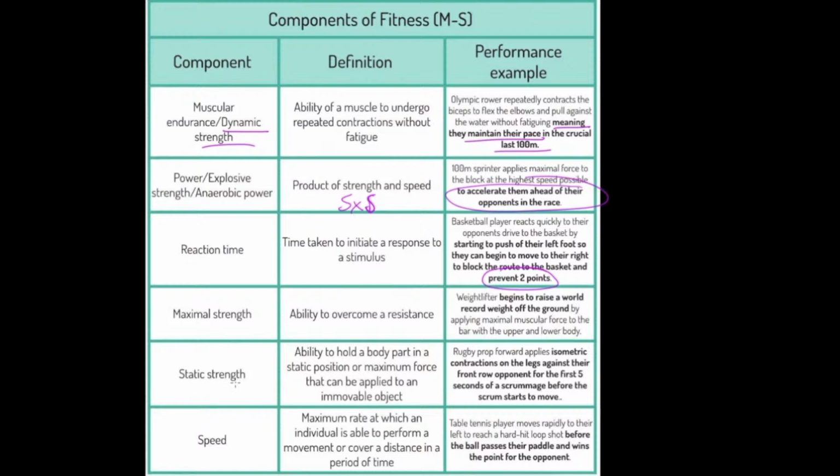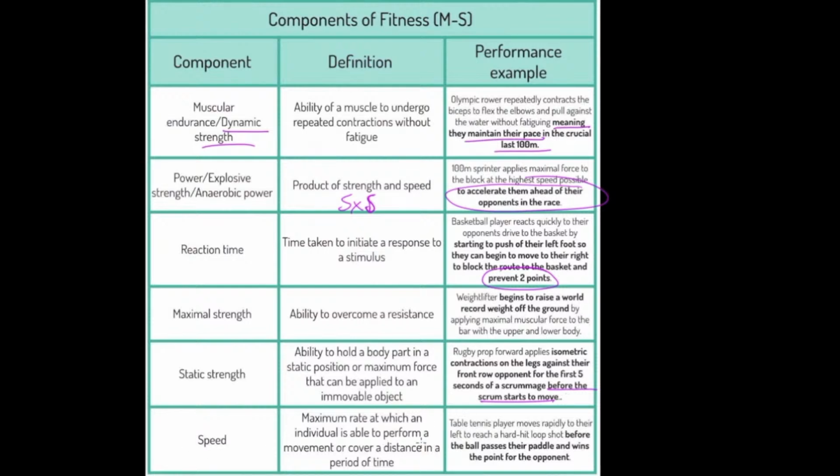Static strength, an alternative form of strength, of course, ability to hold the body part in a static position or maximum force that can be applied to an immovable object. Rugby prop forward applies isometric contractions on the legs against their front row opponent for the first 5 seconds of a scrummage before the scrum starts to move. Look at that, before the scrum starts to move. Wow, beautiful example.